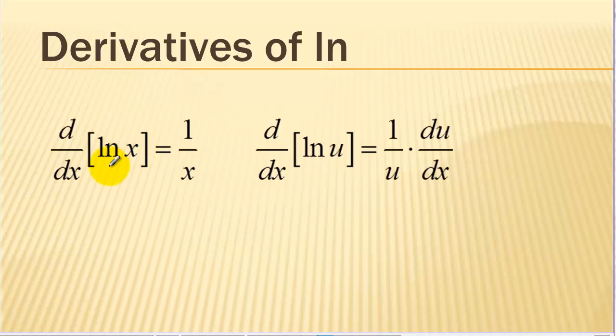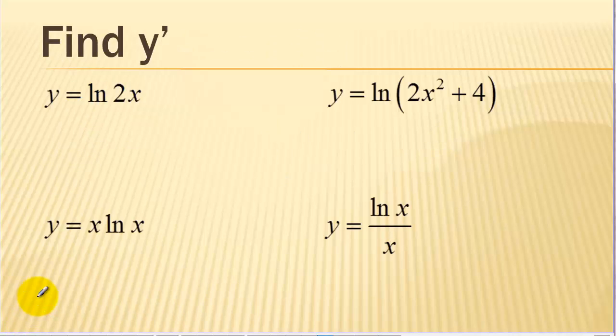If we just have the function y equals ln of x, the derivative of ln of x is 1 over x. Now most of the time we won't just have a plain x here, but we'll have some expression. So using the chain rule, we'll have 1 over u times the derivative of whatever we're taking the log of, the derivative of u. So let's look at a couple examples.